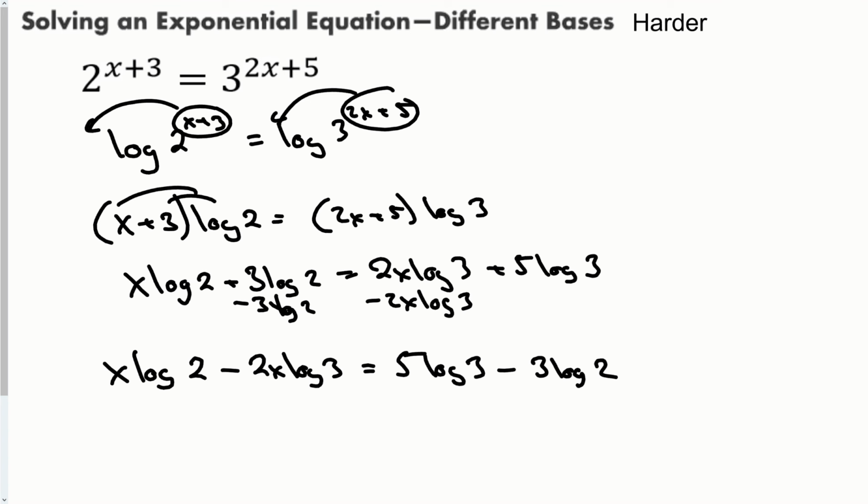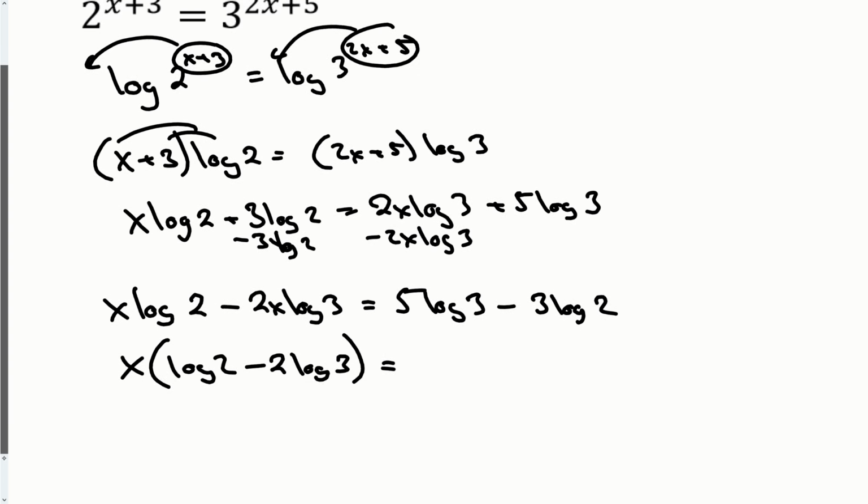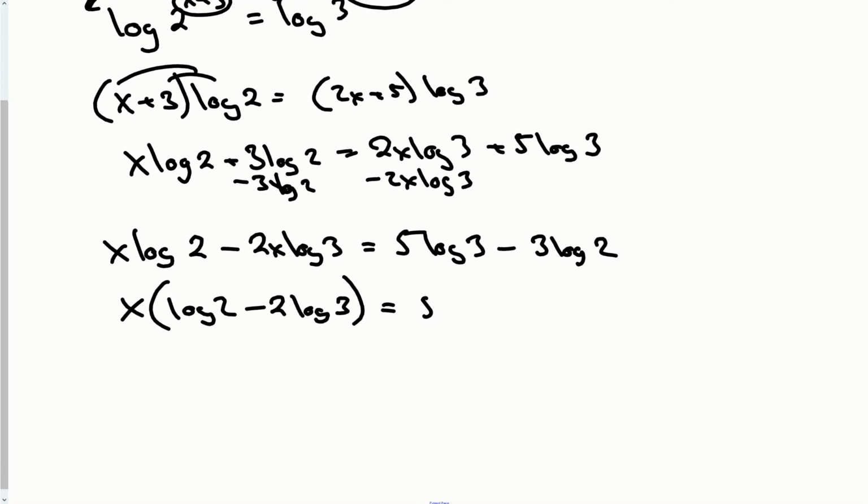Now, if these were the same, a log 2 and a log 2, I could put them together, but they're not. So the only thing I can do is factor out a common term. And the common term they have is x. So that's log 2 minus 2 log 3. Now I have a multiplication. This side stays the same.